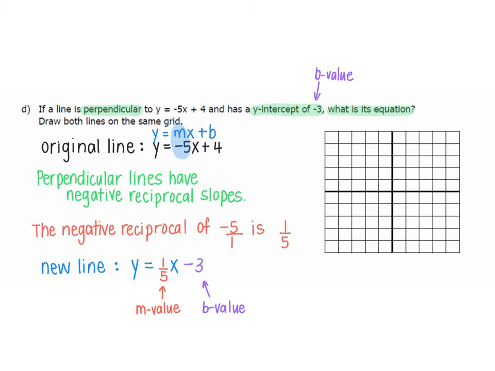We can plot both of these lines on the same grid to see if they are in fact perpendicular. We'll begin with our original line at positive 4 and then count down 5 and over 1. For our new line, we will start at negative 3 and we will count up 1 and over 5. When we're done our graph of both of these lines, we can see that they are in fact perpendicular to one another.